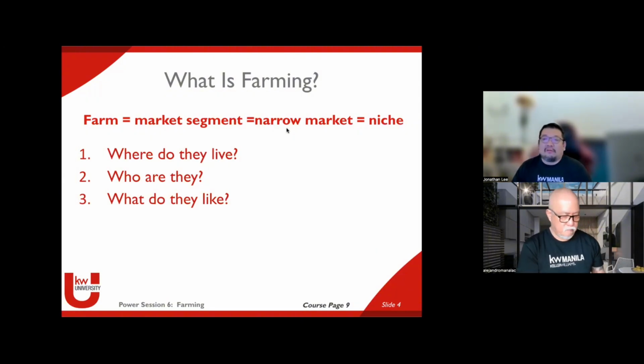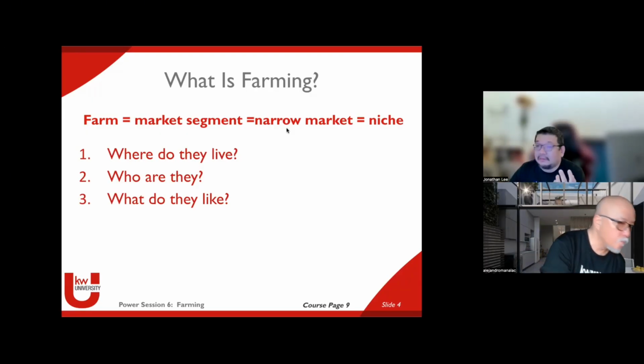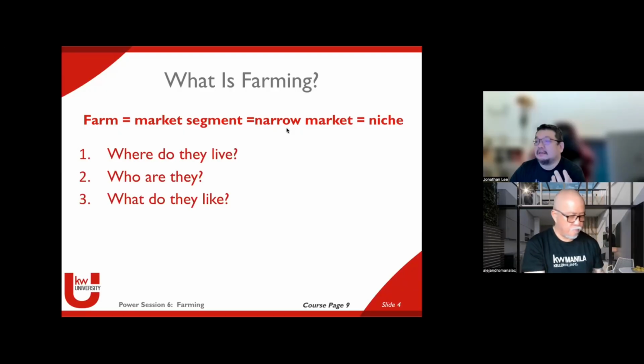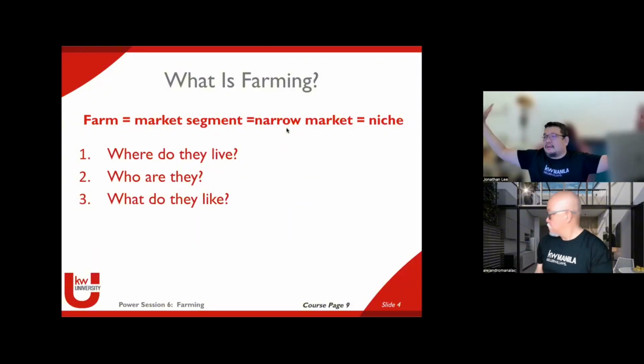So the goal of farming, it's not property first. Don't think about the property, but think about the people in that market. Because this whole market is a very huge market, right? You have mass market, you have high-end, high net worth, ultra high net worth. You have so many of these markets.